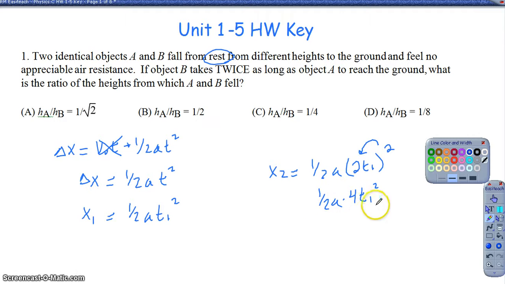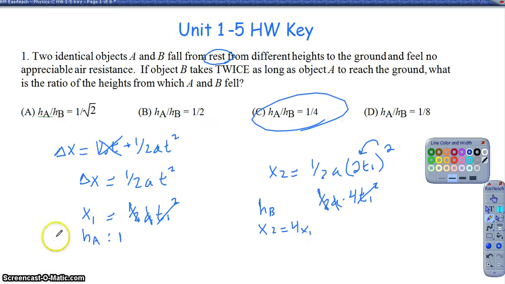Now the other thing to watch out for: sometimes when you see the 1/2 and the 4, you want to multiply those together and say it just ends up being 2 times as big. But the 1/2 didn't change, so I ignore the 1/2. I ignore the a because the a didn't change. And the t1 squared didn't change, right? So the only thing that changed was this extra factor of 4. So what that tells me is x2 was 4 times as far as x1. The ratio of the heights, x2 is what I was calling hb, my second height, and x1 was what I was calling ha. So the ratio between those heights would be 1 to 4. So 1/4 is my correct answer.